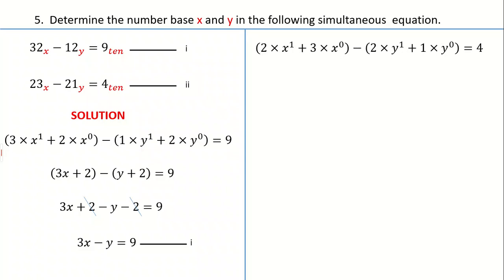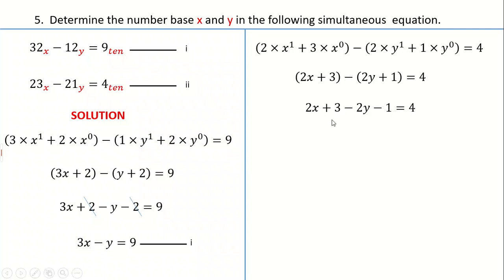So now consider equation 2, this equation here. The same thing applied to it. 2 times x raised to power 1 plus 3 times x raised to power 0. We are converting to base 10. Then 2 times y raised to power 1 plus 1 times y raised to power 0. Okay. Again, you have this if you simplify further. That's 2x plus 3. That's correct. Then minus open bracket 2y plus 1 equals what? 4. So in this case, I open my bracket and I have this.